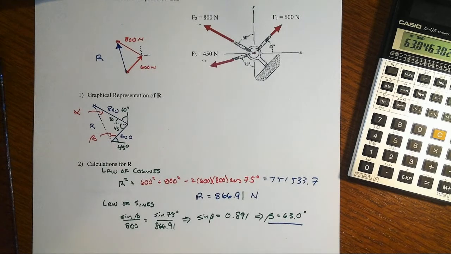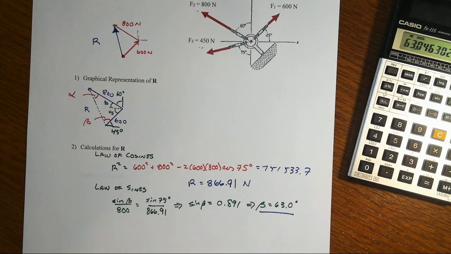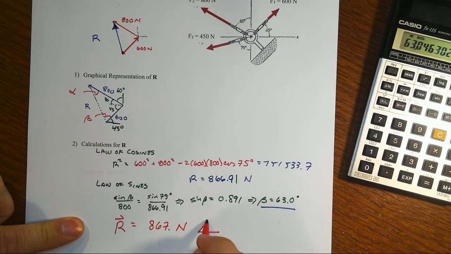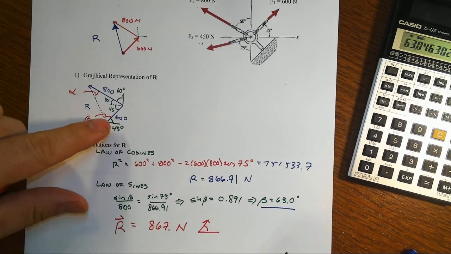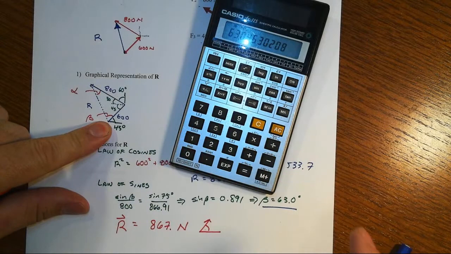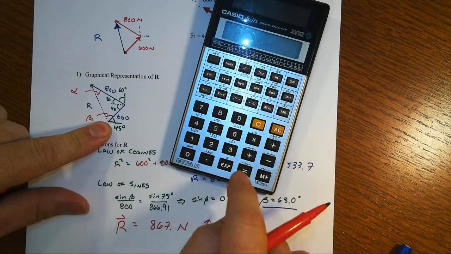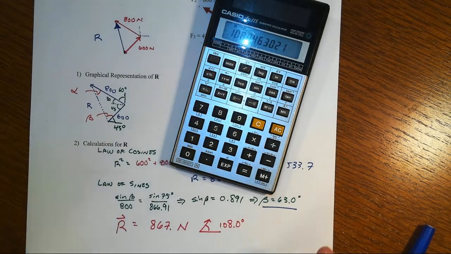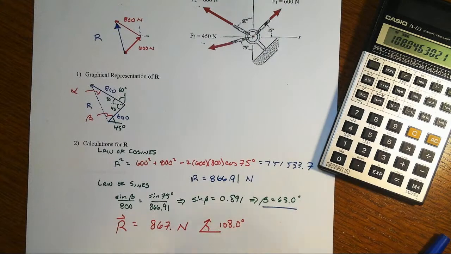That tells us not everything we need to know, but it tells us most of everything we need to know, because now finally we can get an answer here that says r as a vector is equal to 867 newtons, and it acts at an angle from the positive x-axis, which is 45 degrees plus the 63, or 108.0 degrees. Now, a word about significant digits.